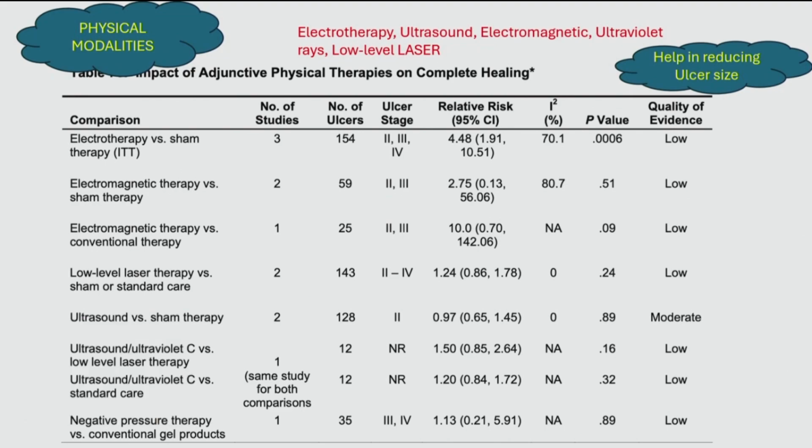Yes, there are a number of physical modalities in the basket for helping in reducing the ulcer size in pressure injury management, like low level laser, ultraviolet rays. People are using that, but the evidence is quite low as far as this modality is concerned when compared with either a placebo or a sham therapy or a conventional therapy. So these things are only helpful for reducing the pressure ulcer size, not for the healing of the ulcer.